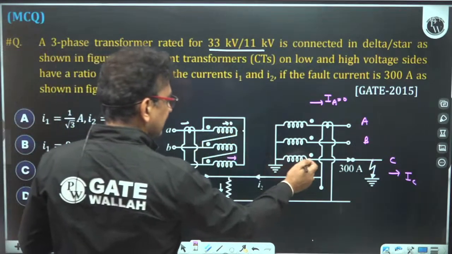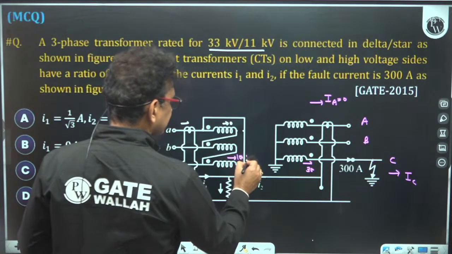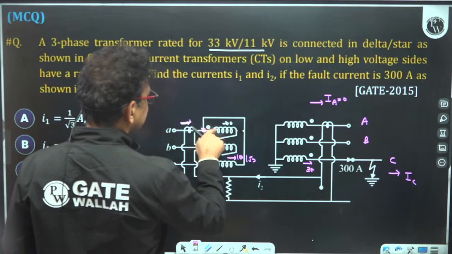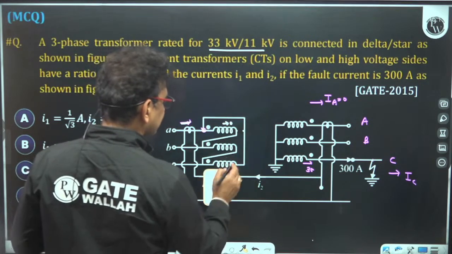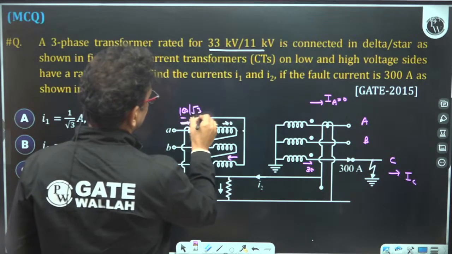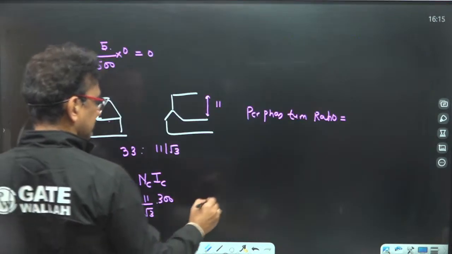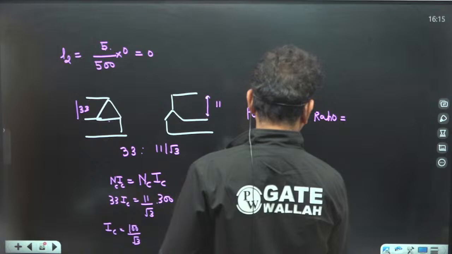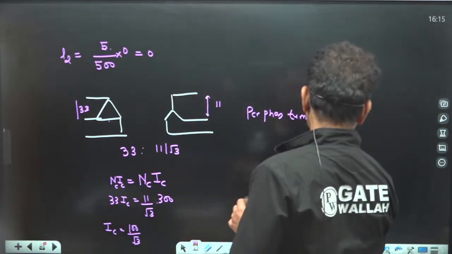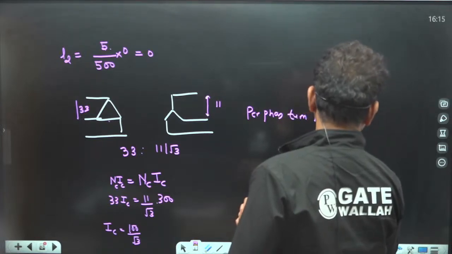This current is 0 and this 300 current here is converted into 100 by root 3. So now what is this current? If you apply Kirchhoff's current law, it is the sum of these currents, whichever are in the opposite direction. So this is 100 by root 3. So I1 is the secondary side of 100 by root 3. If I find the value of I1, it converts as 5 upon 500, into 100 by root 3.